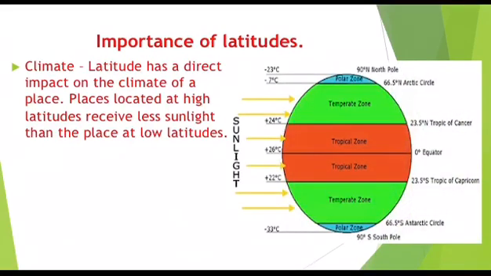You can see in the picture, students, near the equator you find a red color zone, Torrid Zone, where you find the temperature is very high, right? And as you go towards the pole you find the temperature decreases. So latitude helps us to determine the climate of a place.